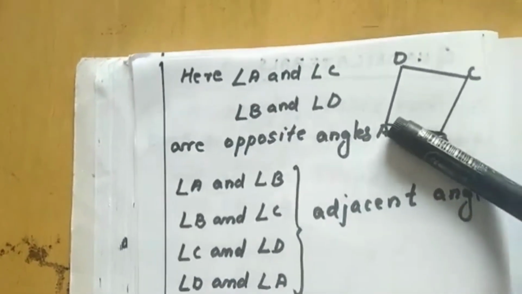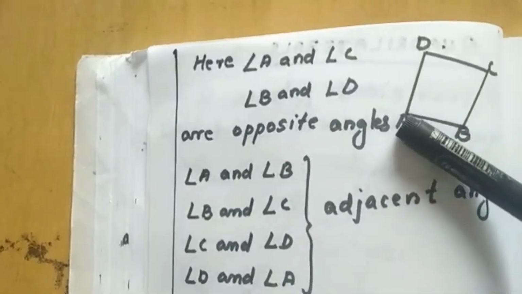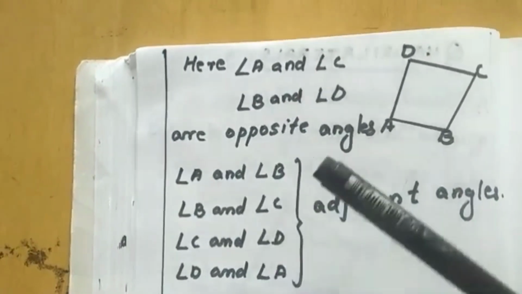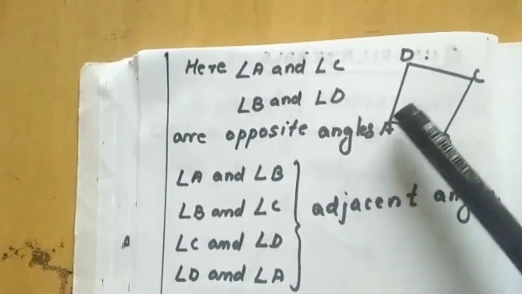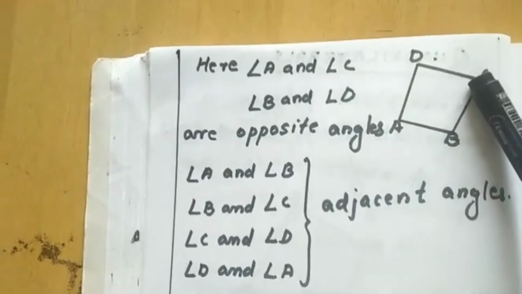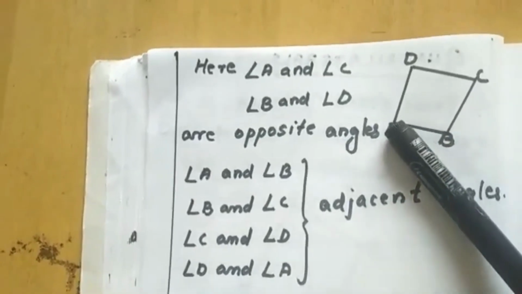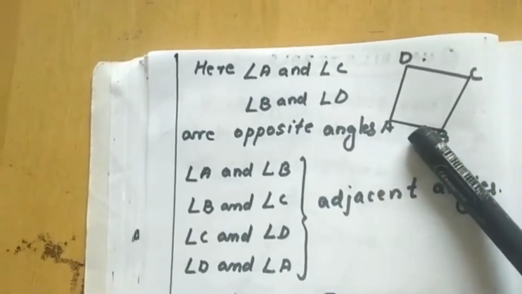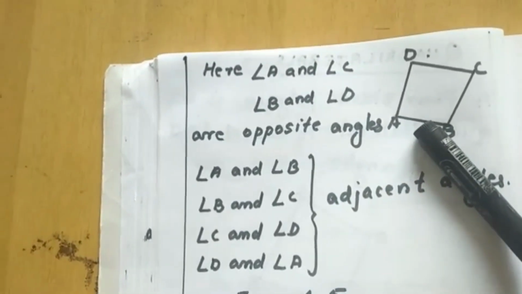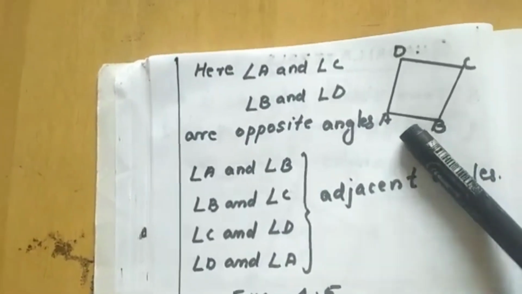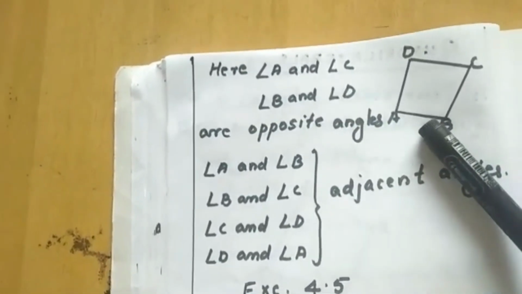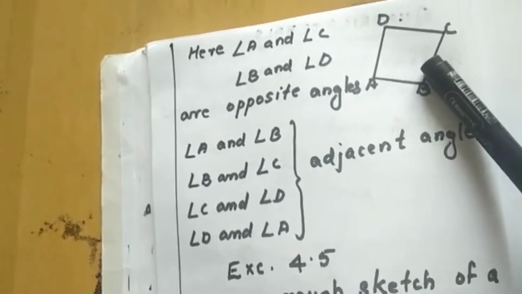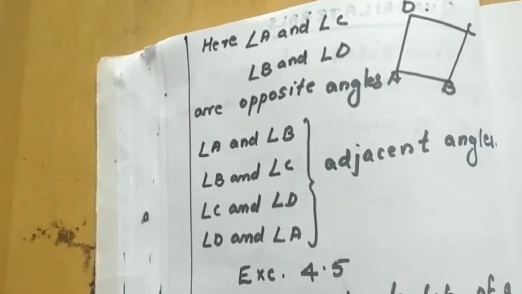Next one, opposite angles. In this figure you can see angle A and angle C are opposite angles, because they have no common side. But angle A and angle B are adjacent angles because there is a common side AB. So these are adjacent angles, but these are opposite angles. Okay, so we can do one problem from this section now.